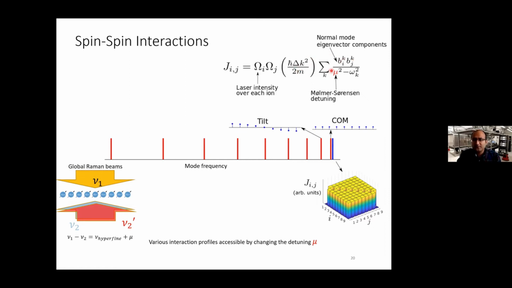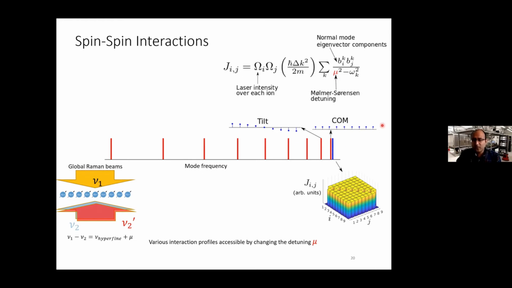And then you have this term here, b_ik, which is essentially the eigenvector component that tells you how each ion takes part in that particular normal mode, the normal mode that you have excited using the laser. And mu is the laser detuning, which tells you how far away from a specific normal mode your laser beam is. So just as an illustrative example, let's say you have a bunch of ions and two big fat laser beams shining evenly on all the ions. So you have all pairs of interactions happening simultaneously. If you tune the beat note frequency close to the center of mass mode, so in the transverse direction, right? Center of mass mode means all the ions are moving together.